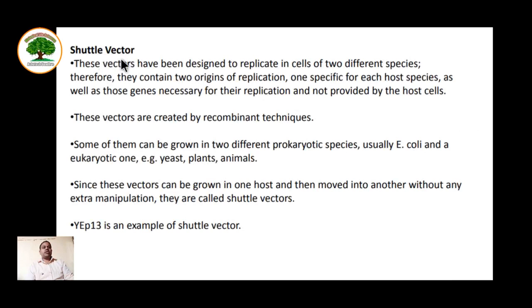As the name suggests, shuttle means it can grow in two different organisms. The vectors have been designed to replicate in cells of two different species. Therefore, they contain two origins of replication, one specific for each host, as well as those genes necessary for replication and not provided by the host cell. So for example, if you are using a shuttle vector in bacteria and yeast, it should have an origin of replication of yeast as well as bacteria, so it can grow or shuttle between both the different organisms. So these vectors are created by recombinant techniques. So it's an artificial vector.